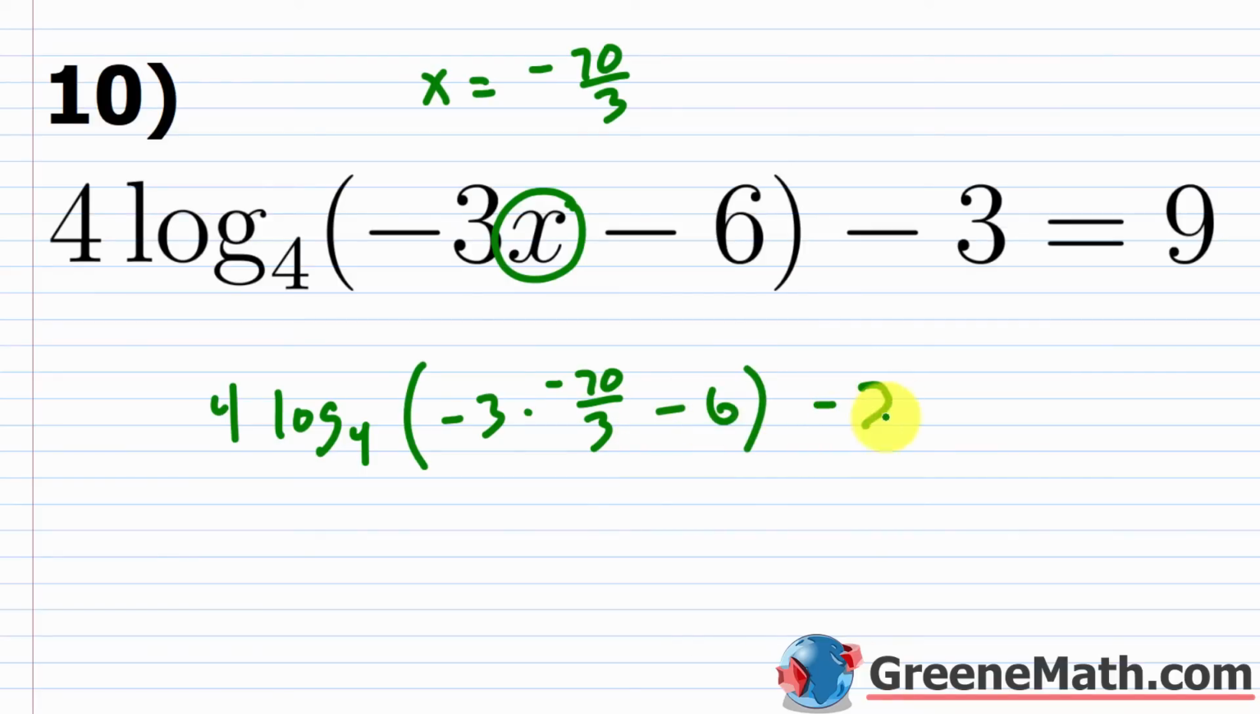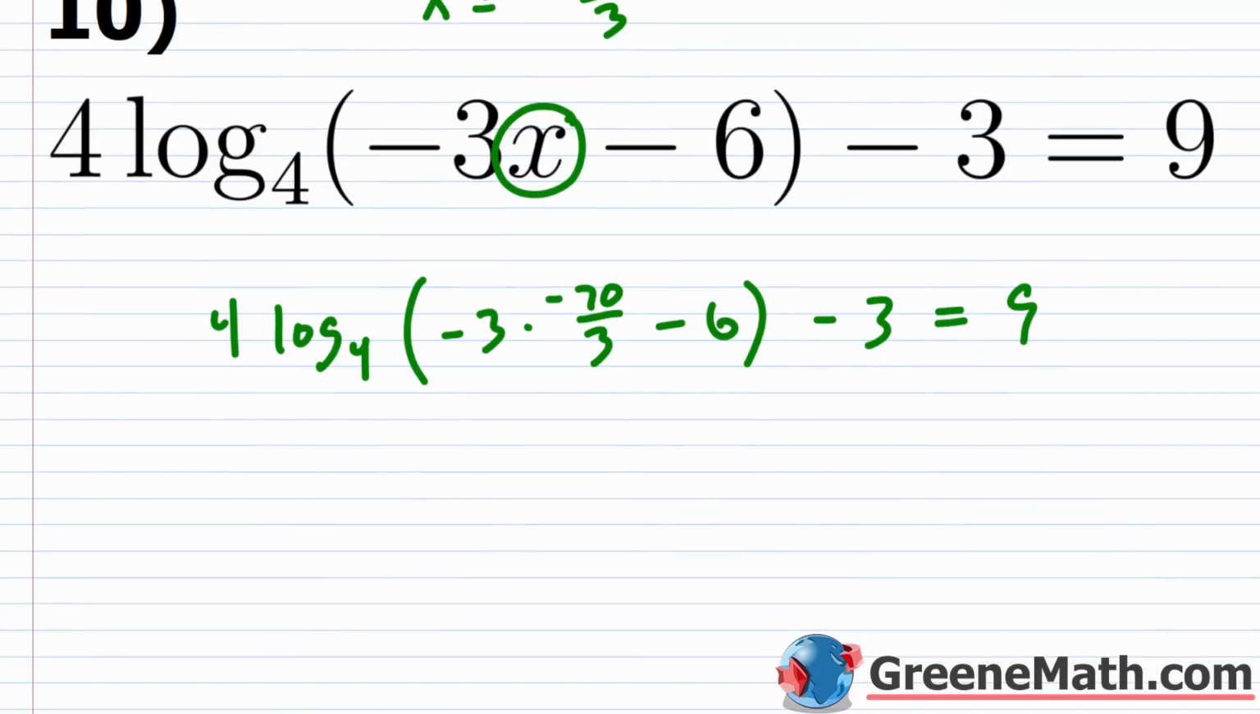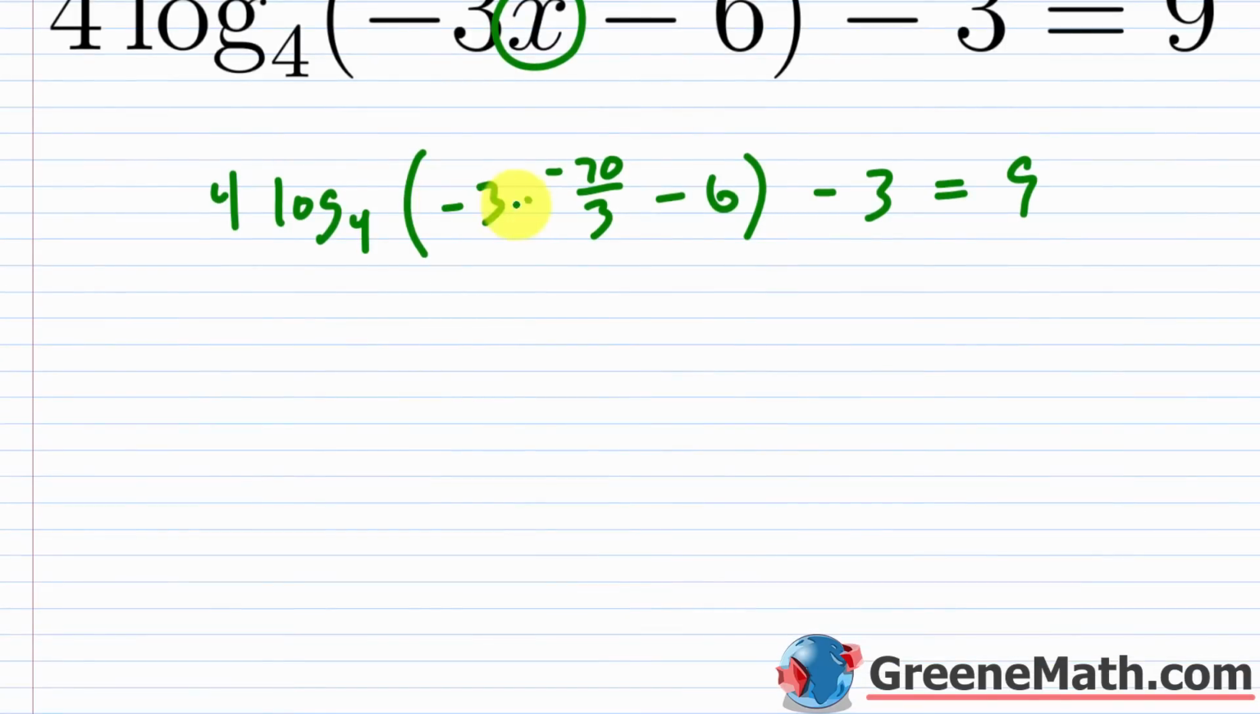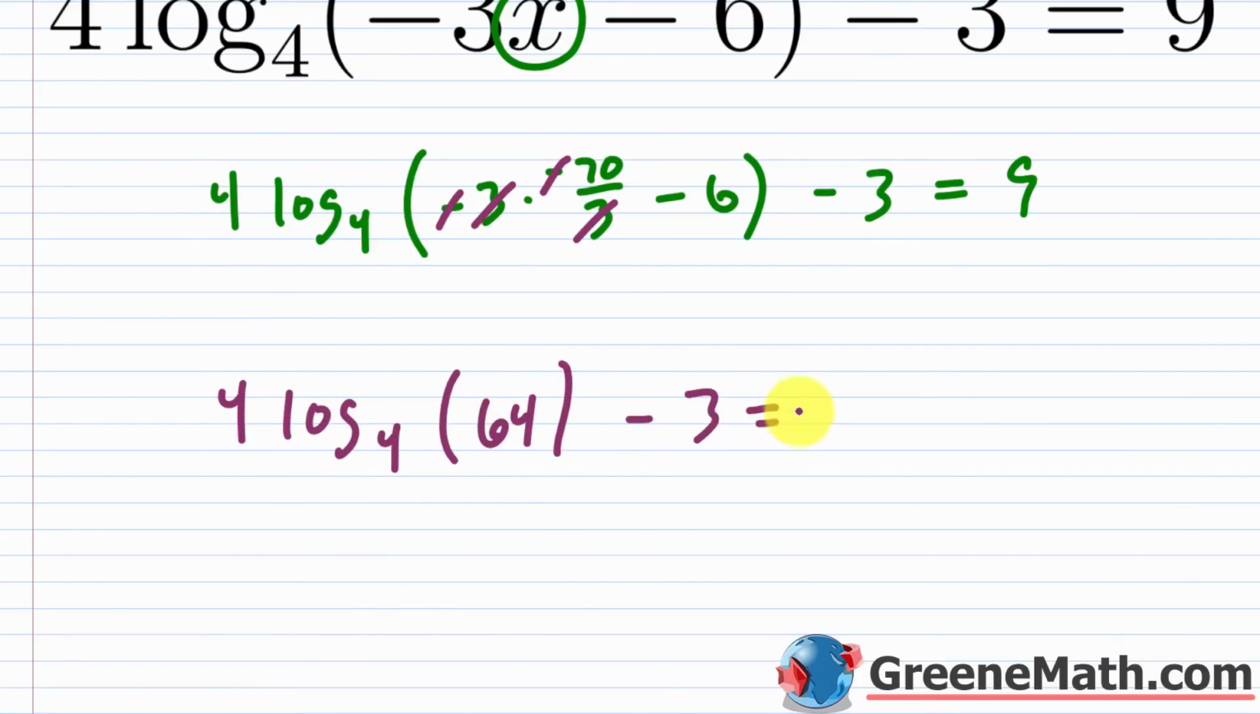and this will be minus 3 out here. Let me make that better, and then we're going to say this equals 9. Okay, so starting on the inside, negative 3 times negative 70 over 3. We know that a negative times a negative is a positive, so let me just mark those out. And then 3 divided by 3 is going to be 1. So this becomes 70 minus 6, which is going to be 64. So you have 4 log base 4 of 64 minus 3 is equal to 9.